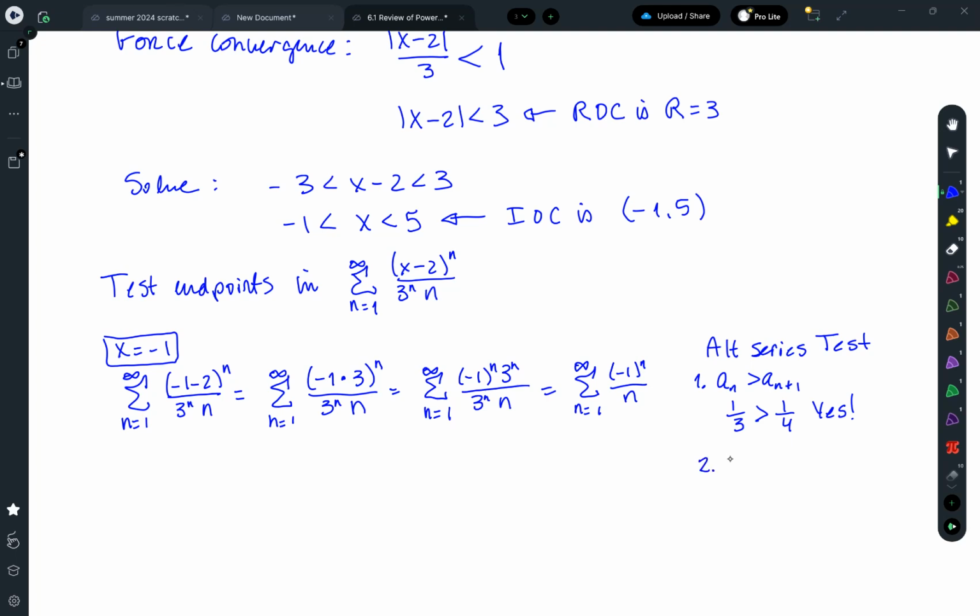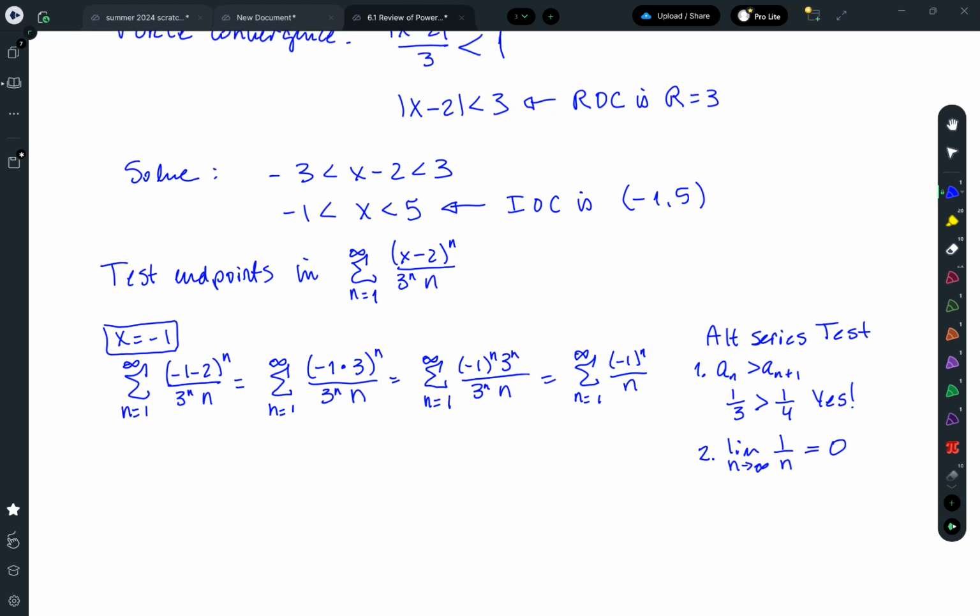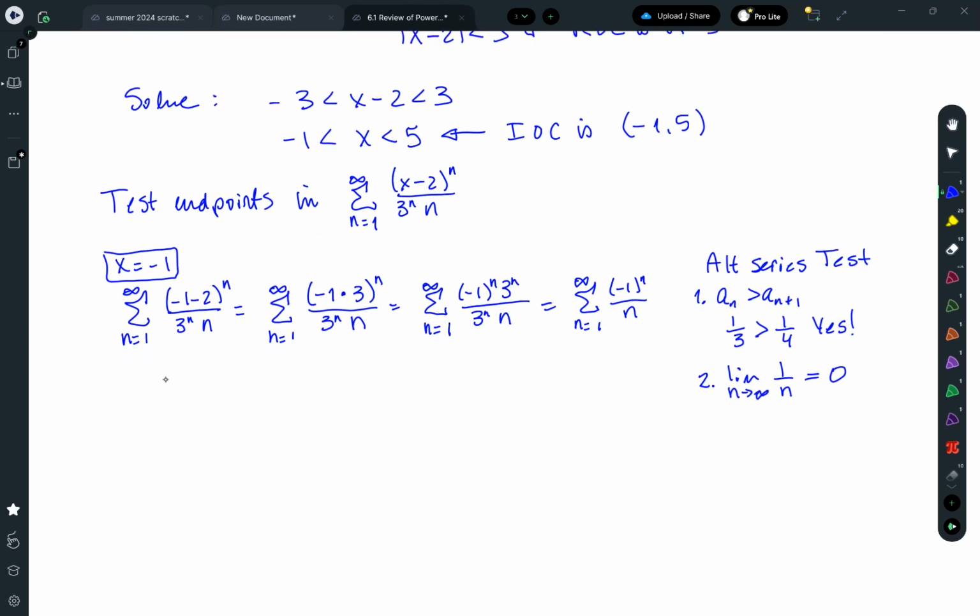But then number 2 says, is the limit as n goes to infinity of 1 over n, not with the alternator, just with the sequence, 1 over n? Negative 1 to the n is an alternator. It's not part of the sequence. It's part of the series. So the limit of that is 0. And so we could say we have convergence. It converges at x equals negative 1 because it passes the alternating series test.